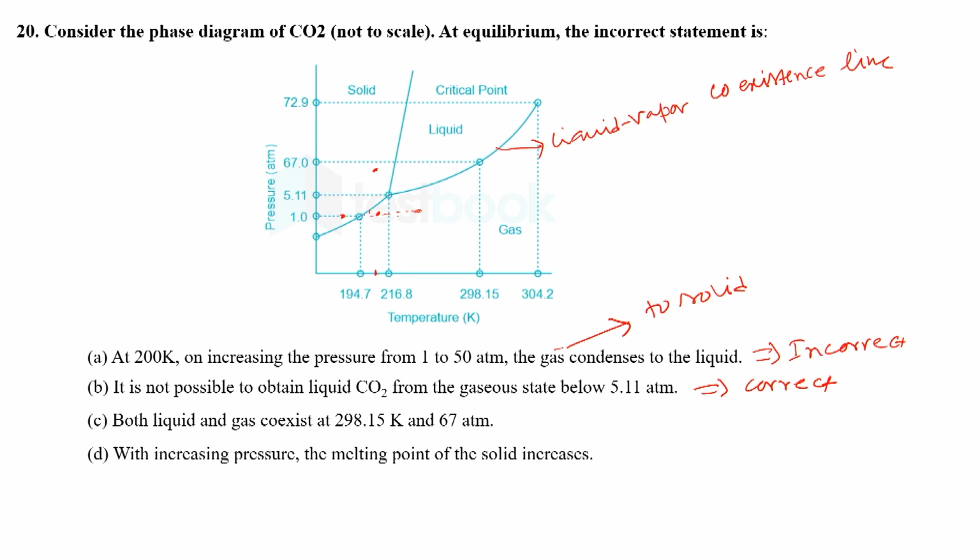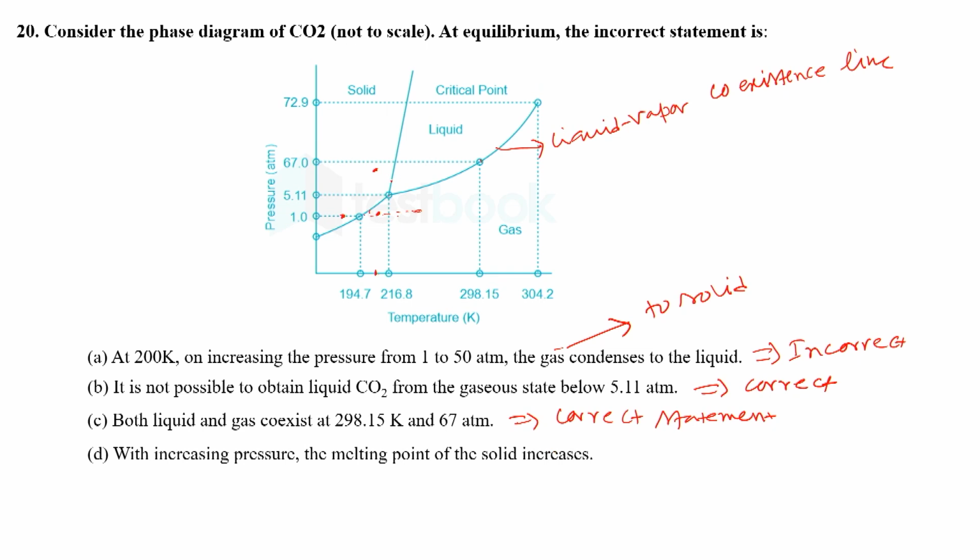So you see, at 298.15 Kelvin temperature and 67 atmosphere pressure, liquid and gas can coexist, this point, right? This is also a correct statement. And the last option is, with increasing pressure, the melting point of the solid increases.